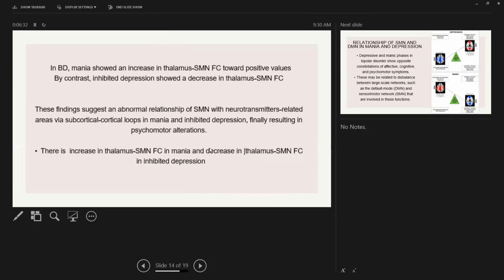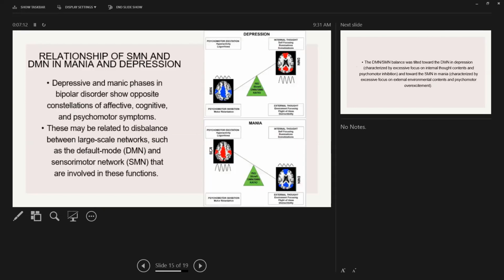In bipolar disorder, mania showed an increase in thalamus sensorimotor functional connectivity towards the positive value. By contrast, inhibited depression showed a decrease in thalamus sensorimotor network functional connectivity. These findings suggest an abnormal relationship of the sensorimotor network with neurotransmitter-related areas comprising of the subcortical loops in mania and inhibited depression, finally resulting in psychomotor alteration. There is an increase in thalamus sensorimotor network functional connectivity in mania and decrease in thalamus sensorimotor network functional connectivity in inhibited depression.